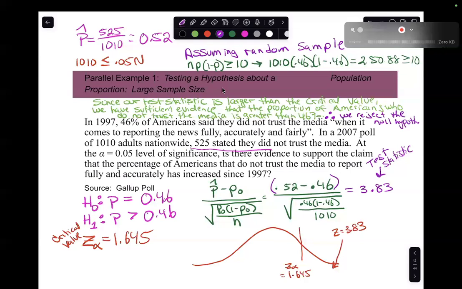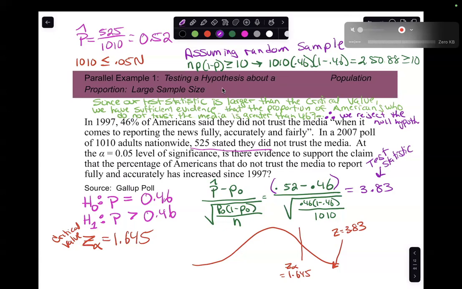Mention the story. Mention what it is that we showed. So we have evidence that the proportion of Americans who do not trust the media is greater than 46%. Talk about what we know. Talk about what we're denying or whatever. I want you to say the words, we reject the null hypothesis, or you can say we fail to reject the null hypothesis. Make it very clear.